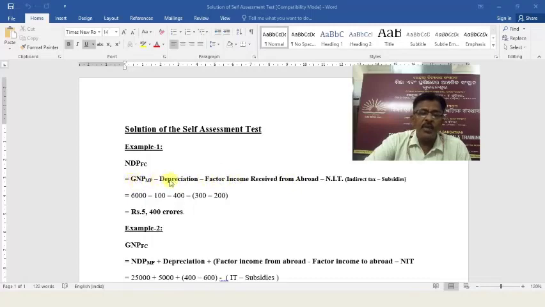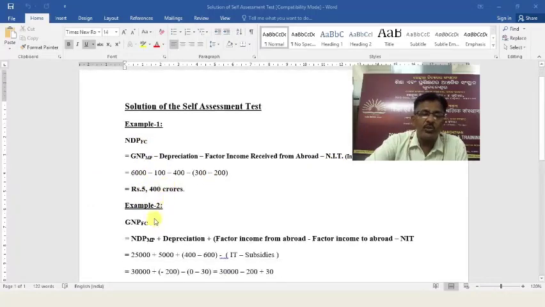So GNPMP minus depreciation, that means from gross you have to deduct the depreciation to get the net. Then from national you have to deduct the factor income received from abroad to get the domestic. Then from market price you have to deduct the net indirect tax, that is indirect tax minus subsidies, to get the factor cost. So the answer will be 5,400 crores.